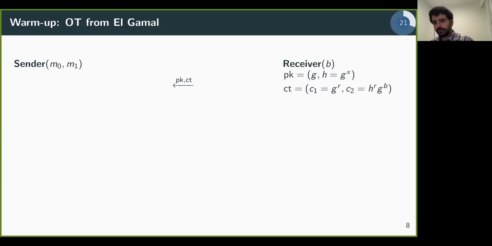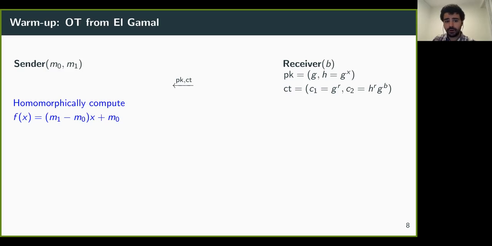The receiver will first create a public key, an Elgamal public key, which is composed of G and H, which is G to the X, and the ciphertext encrypting the bit B. The ciphertext is composed of G to the R and H to the R times G to the B. The receiver sends the public key and the ciphertext to the sender. And now the sender will homomorphically evaluate the OT function.